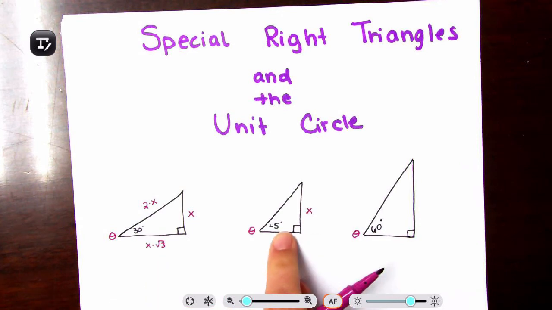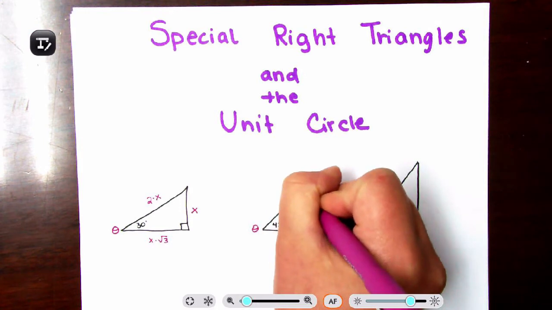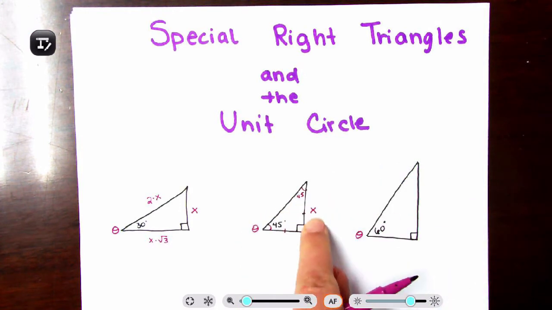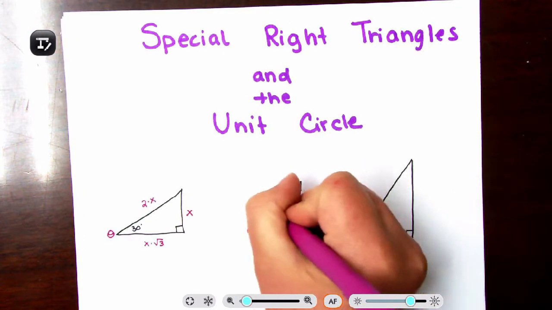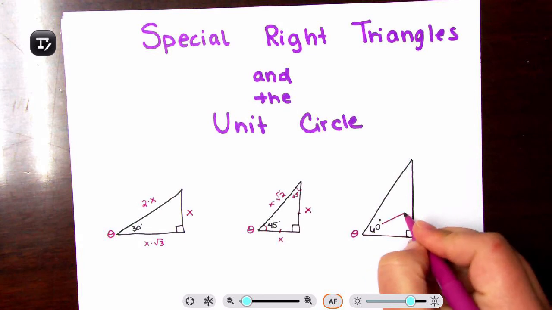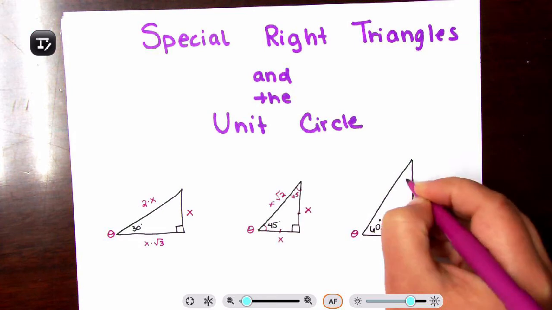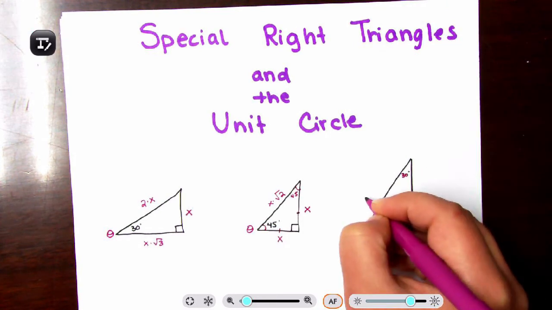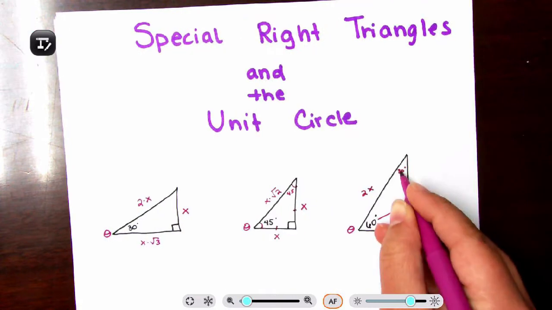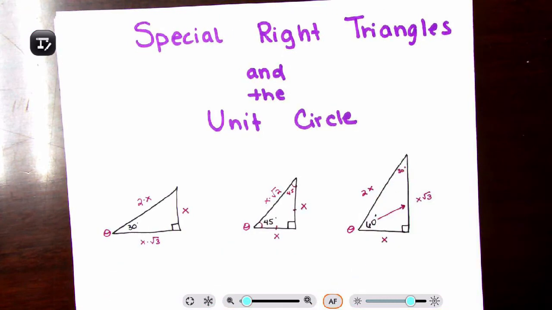Now for the 45, 45, 90 triangles, because we have an isosceles triangle, that means the legs are congruent, and that means the angles are also congruent here. That means if we have an x on this side, we have an x here. And we have x times square root of 2 for our hypotenuse. Now across the street from 60 is going to be our x root 3. Here's our 30-degree angle. Our hypotenuse is still 2x. And then across the street from this 30 is our x. Now I did cheat a little bit. I usually look at the 30 degrees and then cheat here for the 60.